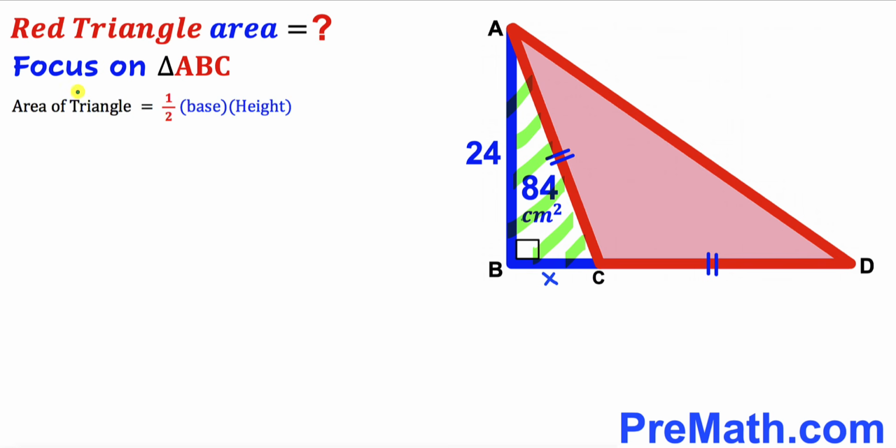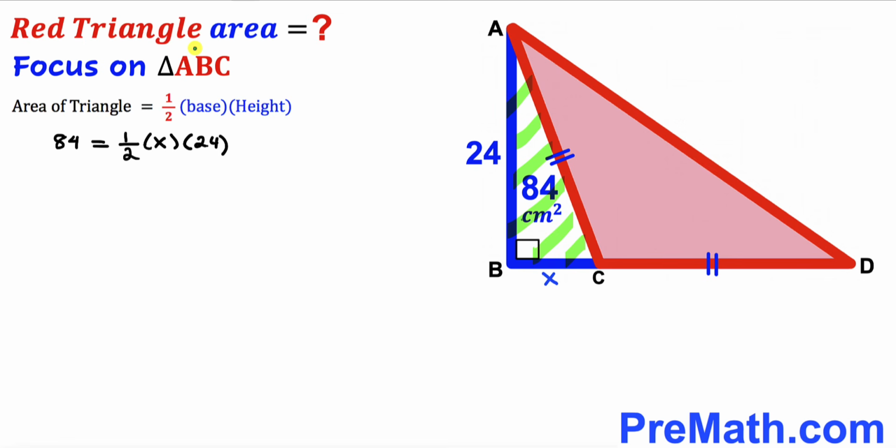Now let's recall the area of a triangle formula. Area is always equal to a half times base times the height of the triangle. In our case, the area of this blue triangle has been given to us as 84, and its base is X, whereas the height is 24. Let's fill in the blanks in this formula. So our area is 84 equals a half times our base X and our height 24.